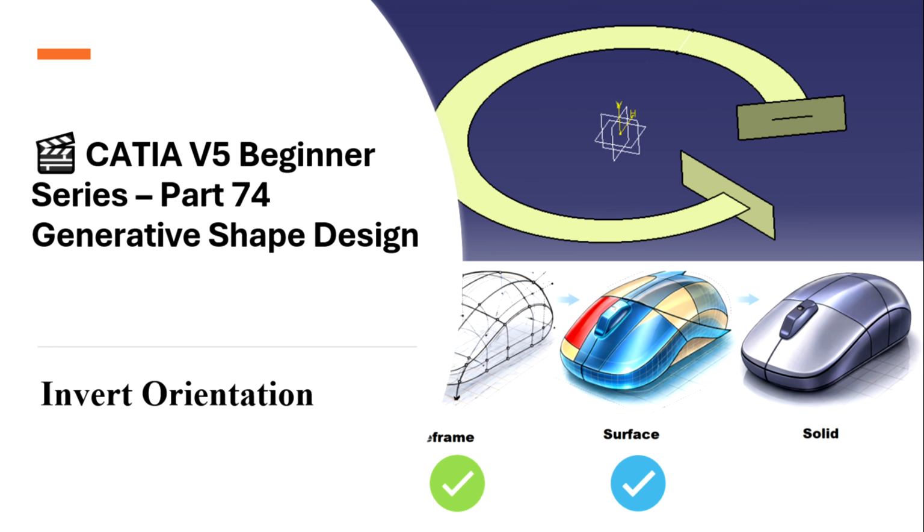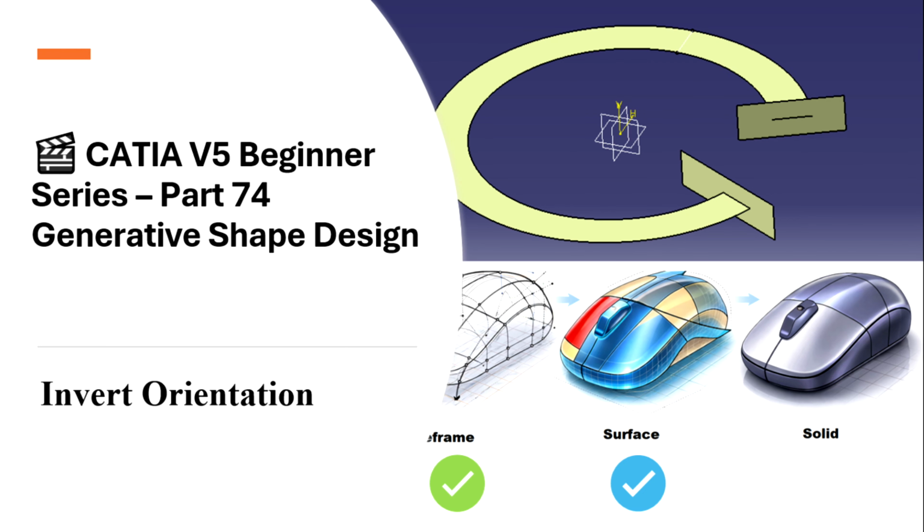In today's video, CATIA V5 Beginner Series 74, we will learn about the Invert Orientation tool in the Generative Shape Design workbench. This command is extremely useful when working with surfaces, extrusions, sweeps, joins, offsets and boundary operations where the direction of the element matters. Sometimes CATIA creates geometry in the opposite direction than expected, and instead of recreating the feature, we can simply invert the orientation.